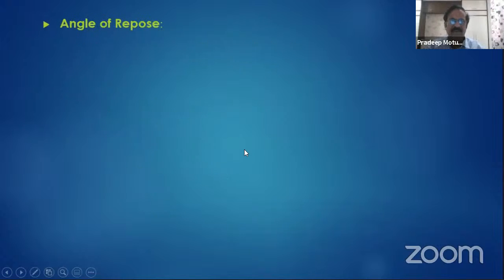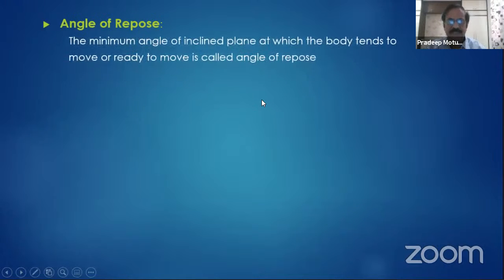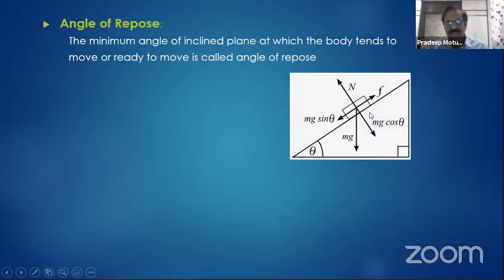Next, angle of repose. What is the angle of repose? It is the minimum angle of inclined plane for which the body tends to move or is ready to move. The minimum angle of inclined plane at which the body tends to move or is ready to move is called angle of repose. Just see the diagram.